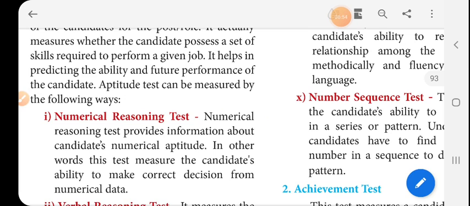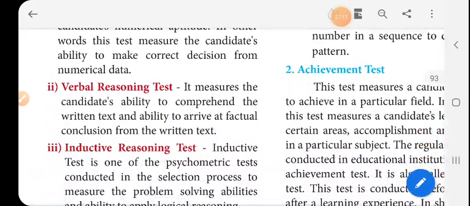Numerical reasoning test provides information about the candidate's numerical aptitude. First one, numerical reasoning test. This test measures the candidate's ability to make correct decisions from numerical data. Second one, verbal reasoning test.